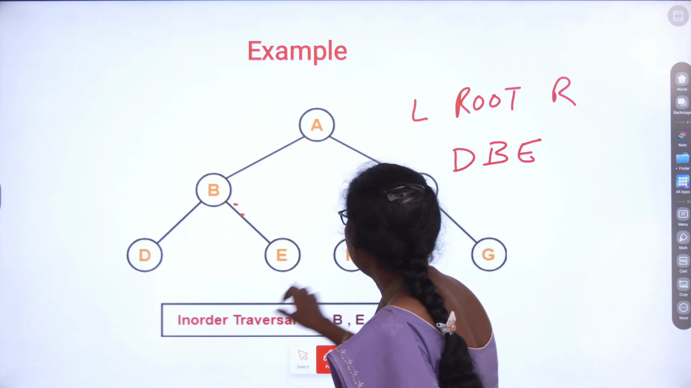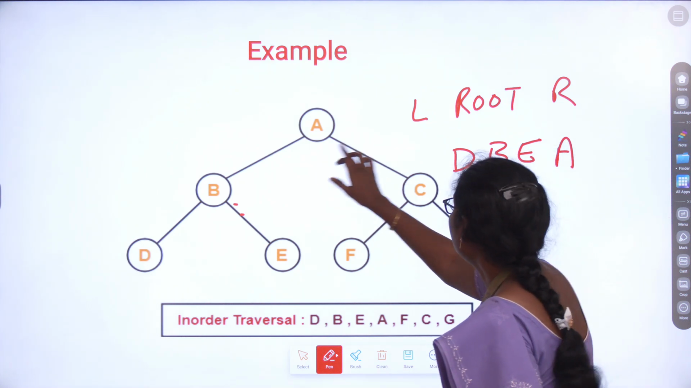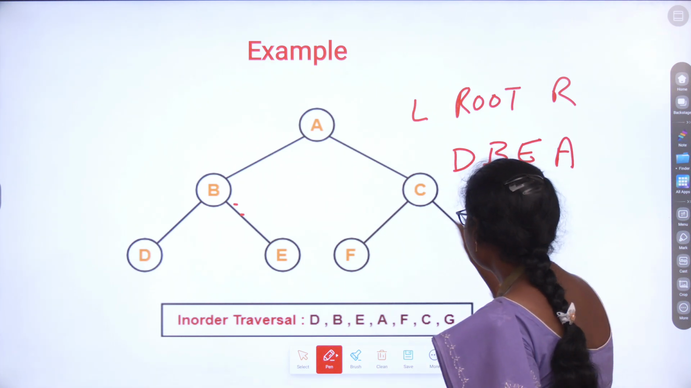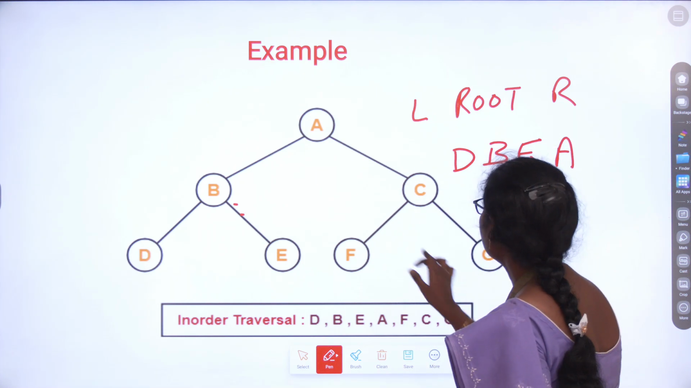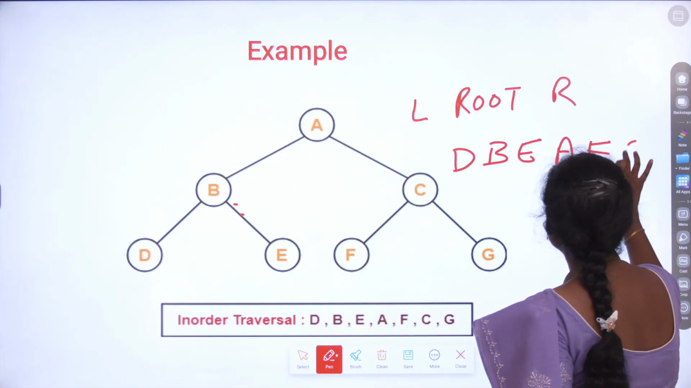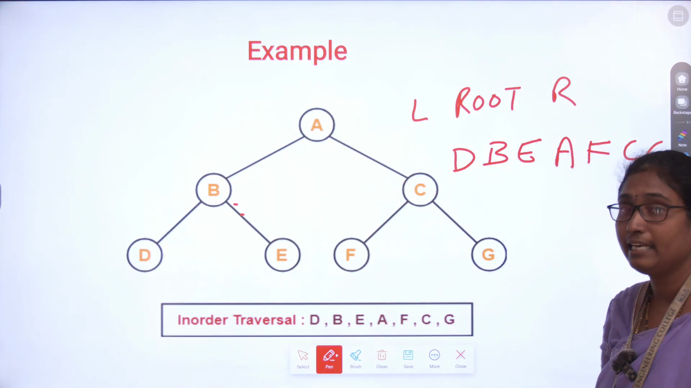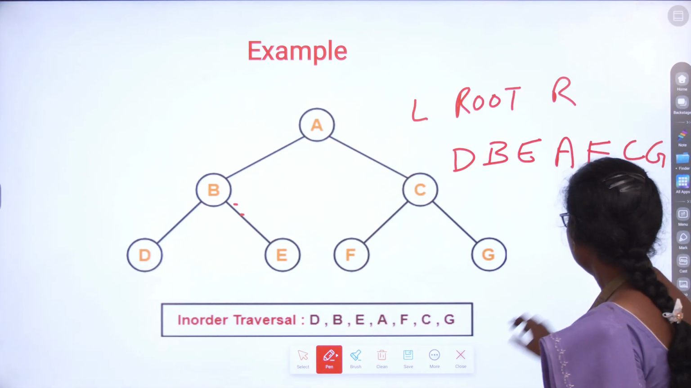So left is completed and root is A. Then move on to the right. Again it's a subtree. So for this subtree, the left is F, and root is C, and right is G. This is in-order traversal.